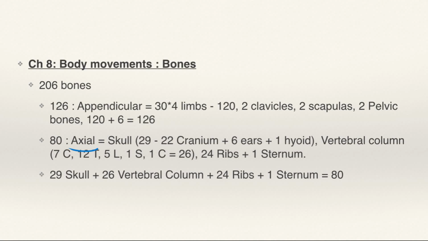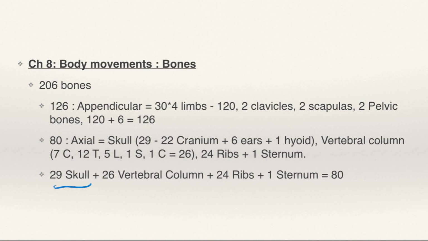Out of this appendicular skeleton, each and every limb has 30 bones. I'll not go into details, but all the four limbs which you have, two legs and two arms, hands, upper limbs and lower limbs, have 120 bones. Apart from them, you have two collar bones called clavicles, two shoulder blades called scapulas, and two hip bones called pelvis. This makes the total 126.